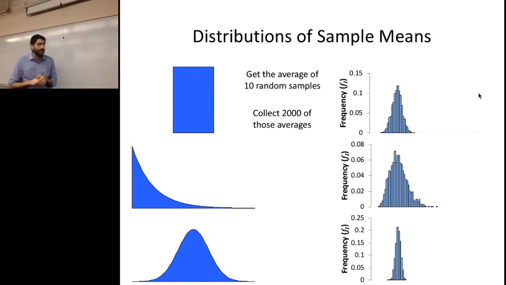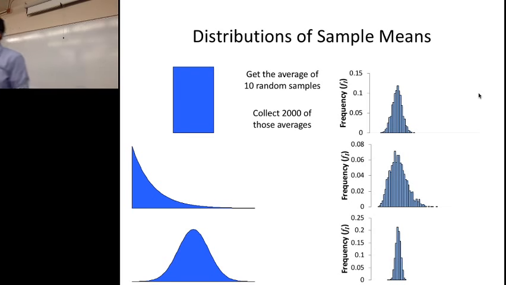So even though the population distributions here are very different from each other, when we start looking at the distribution of sample means, that distribution starts to always have this kind of property where it's centered around some number and then falls off away from that number.